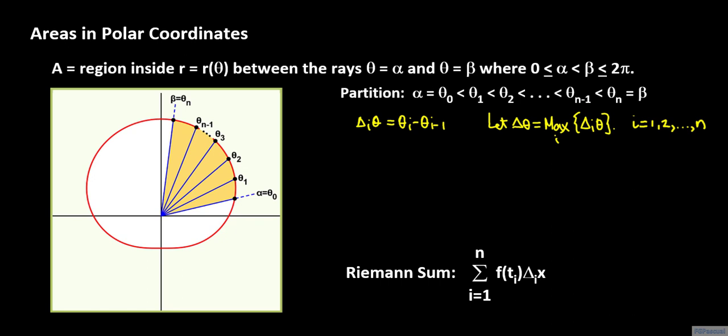To get started, for the first subinterval between theta equals theta sub 0 and theta equals theta sub 1, we pick a random value of theta, which we call t sub 1, and then use r of t sub 1 as the radius of the first circular sector. We repeat this process for all the other slivers until each sliver is replaced by a circular sector.